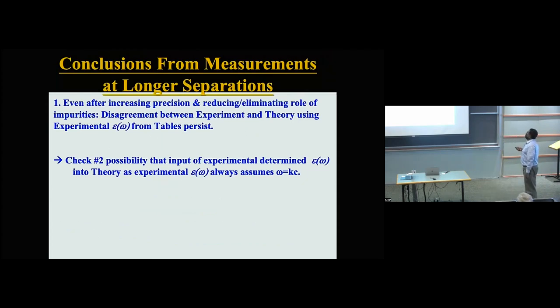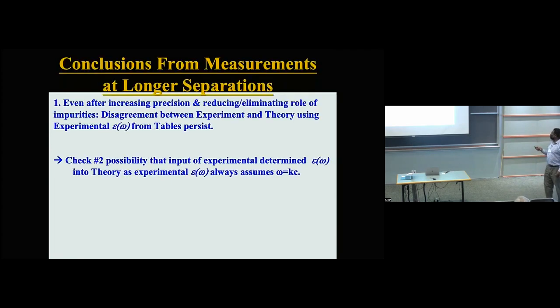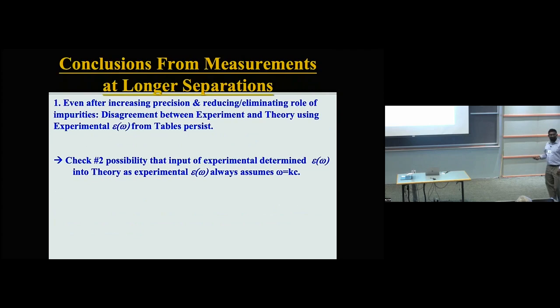Even after increasing the precision, eliminating the role of impurities, surface impurities and electrostatic patches that might have been there, there's a disagreement between experiment and theory. So now we have to go to possibility number 2, which is maybe our input parameters are wrong. We are using only the local permittivity from the tables, and the tables have only the local permittivity. So maybe that's where our problem is. But how do we get better at this, because all the tables have only the local permittivity.